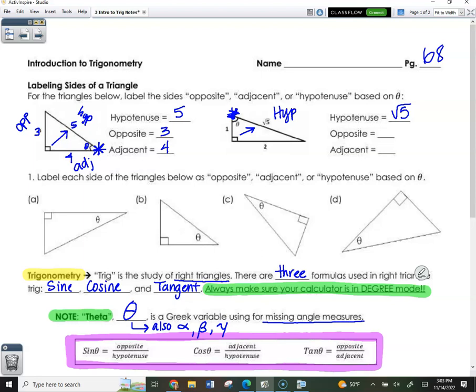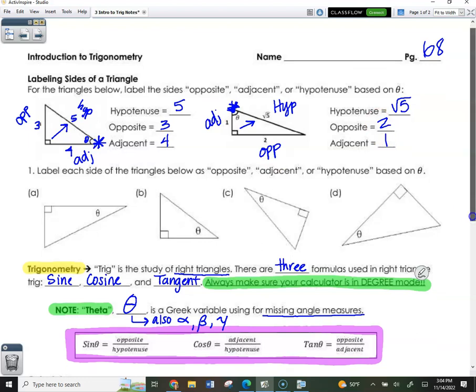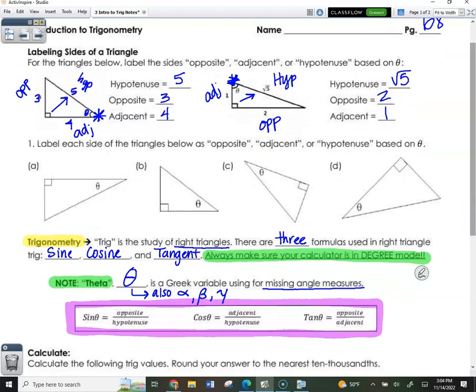But I want you to do these too. So, opposite would be 2, and adjacent would be 1. 1A through D. Label each side of the triangles below as opposite, adjacent, or hypotenuse based on theta.